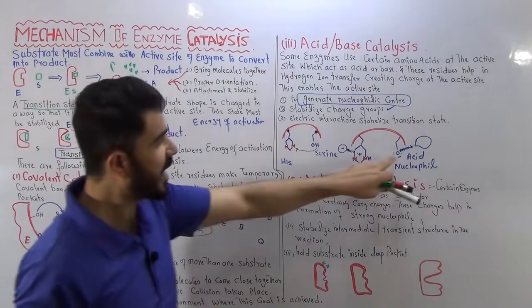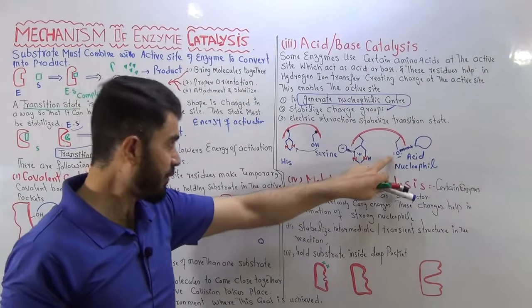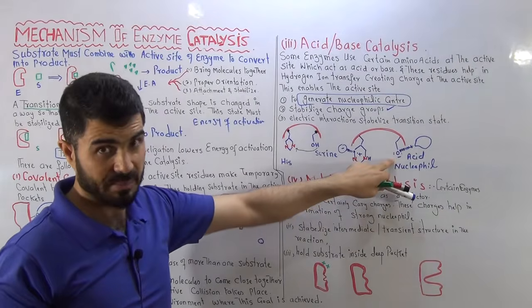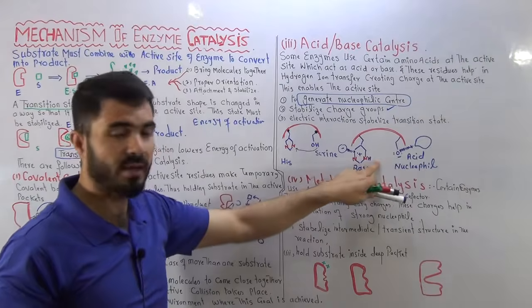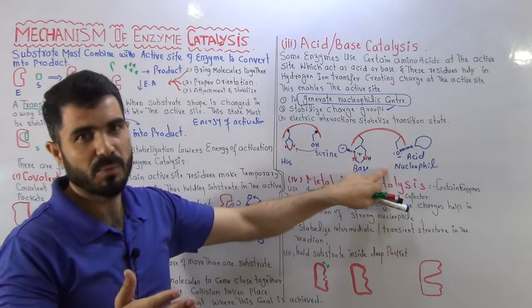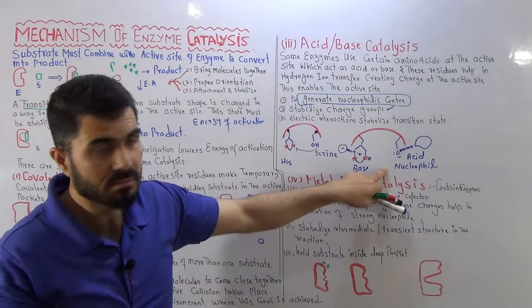So we already have positive and negative charges. Definitely these charges will stabilize the transition state. Meaning when your substrate attaches here, it will be stabilized. Its shape will not reverse.